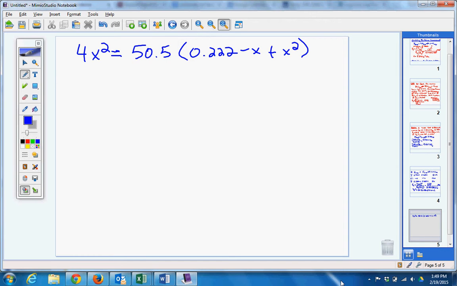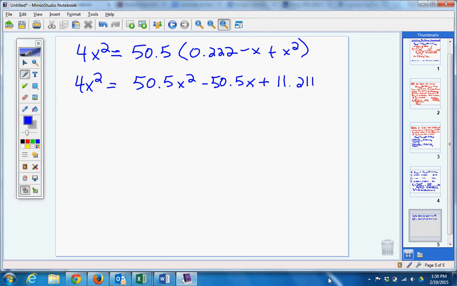Okay, now let's distribute out the 50.5. Well, I know I got, let's see, 50. I'm going to do it this way. x squared minus 50.5x. And then plus what? I don't know. 11.211. That's it.